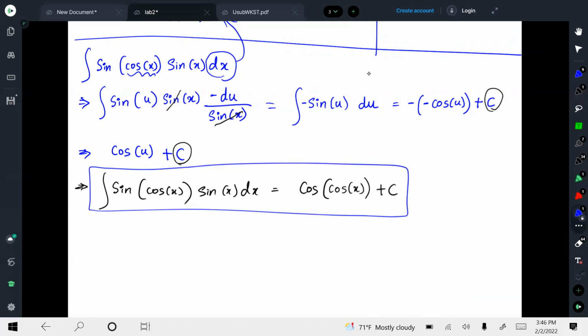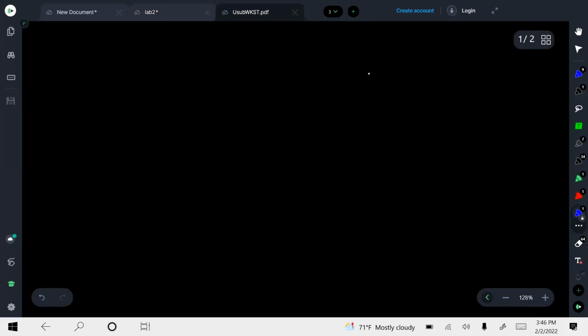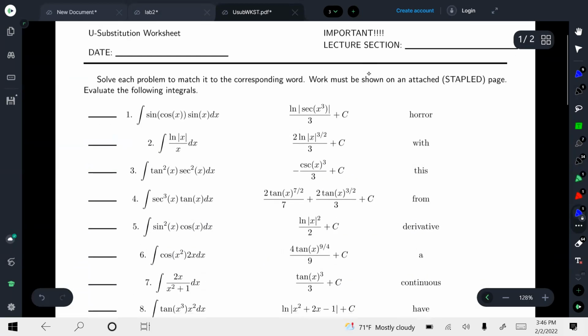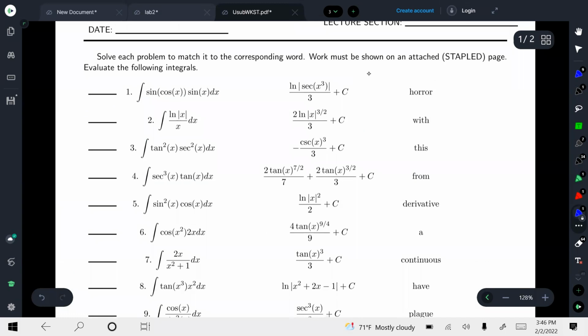Fine. Now this is not the end. Come back to the lab manual. Now these are the questions which you are supposed to solve. Now on the other side, you see that these are the solutions.